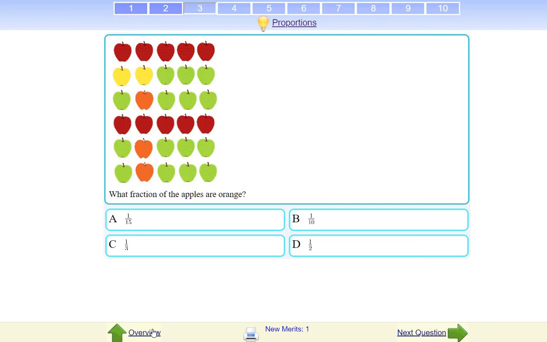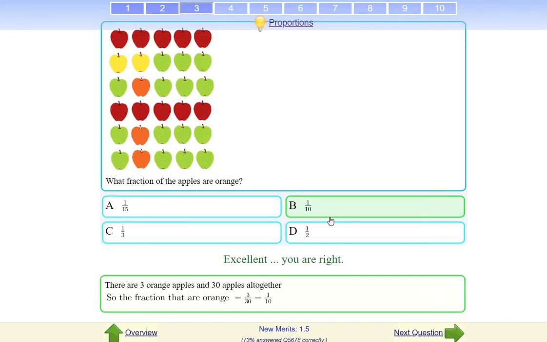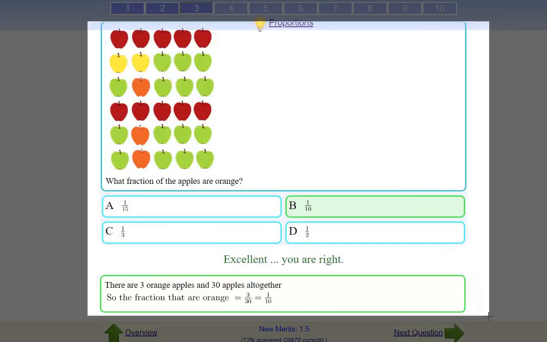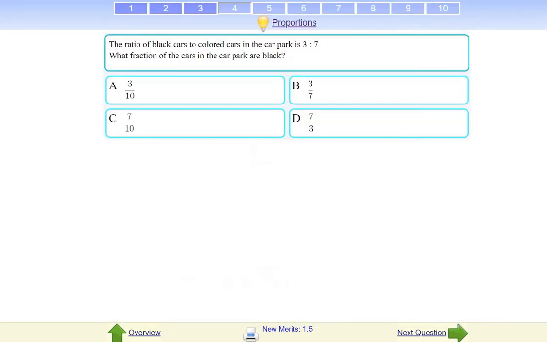What fraction of the apples are orange? B. B as in Bravo. Yeah. Okay. Excellent. You are right. Next, let's move on to the next question.